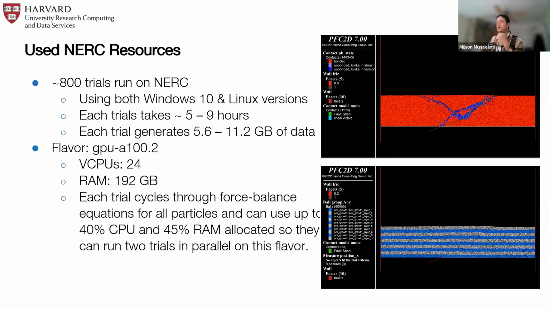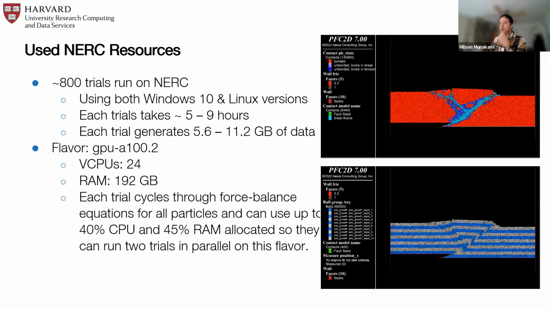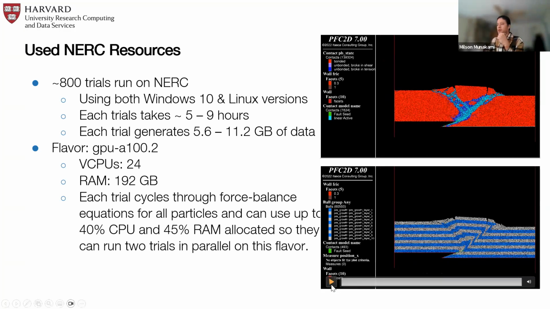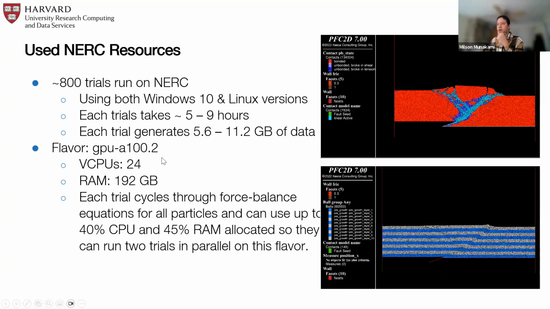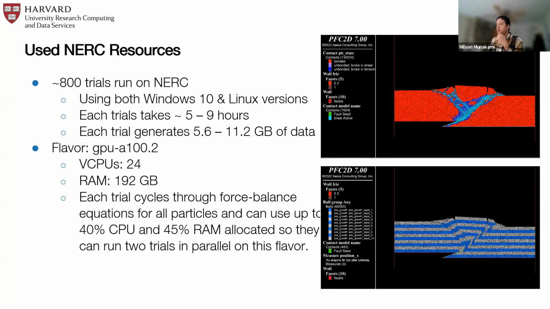So the overall need for this project is they need to run around 800 trials in different operating systems that range from Windows to Linux. And each trial is going to take 5 to 9 hours, and each trial generates 5.6 to 11.2 GB of data. So they use this GPU A100 2 flavor. It provides 2 NVIDIA A100 devices to that machine, and they can be optimized so that they can run 2 trials in parallel in that machine. So it will save their time as well as cost.